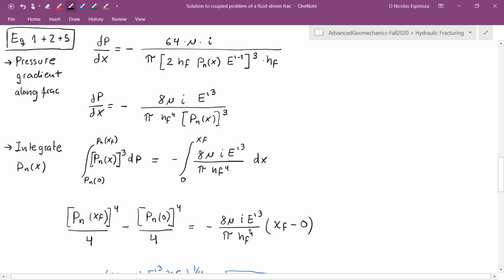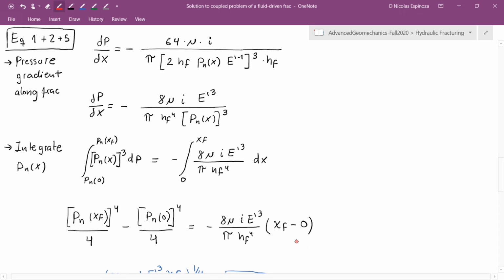And on this side, I have all of these constants: viscosity, injection rate, Young modulus, plane strain modulus, pi, and the fracture height. This is all constant, so I can take it out of the integral, and the only integral I have here is just the integral of 1, and that is just x. So this is going to be xf minus x at 0, which is equal to 0. All right, now that we have done the integral, we're very close to the solution for this problem.